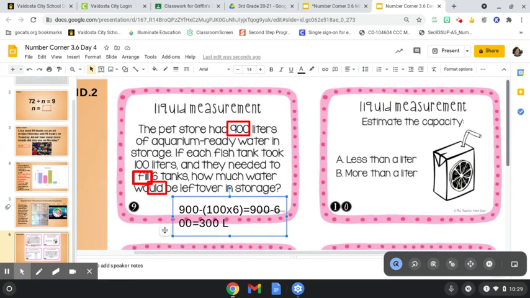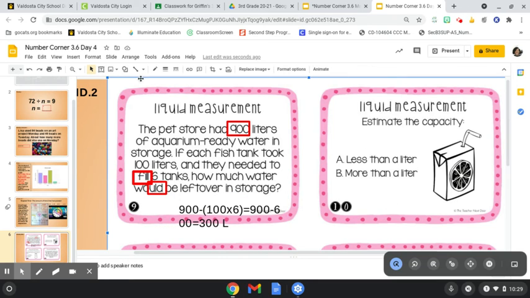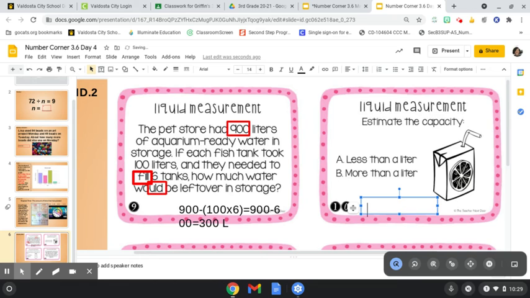Okay. Let's do the next one here. Liquid measurement. Estimate the capacity. How much the container holds is its capacity. Is it less than a liter or more than a liter? Okay, we learned yesterday that a liter is about the size of a Gatorade jug. Not the big jug, but the smaller size. So this is like a Capri Sun. That's going to be less than a liter. So that would be A.